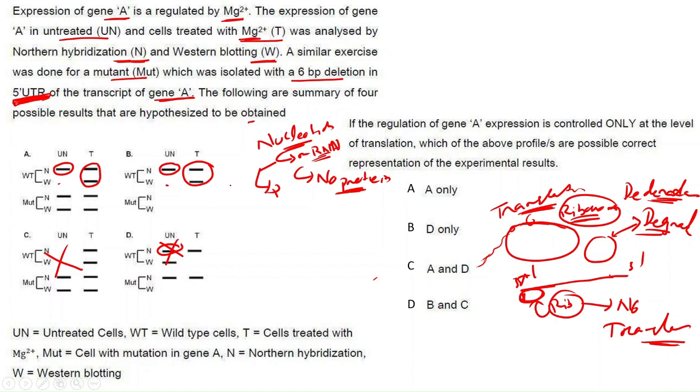So it doesn't depend on Mg2+, whether Mg2+ is there or not, the RNA will degrade and there won't be any protein in both untreated and treated cells. So see here, there is no northern blot mRNA, no protein. So option B is the correct answer.